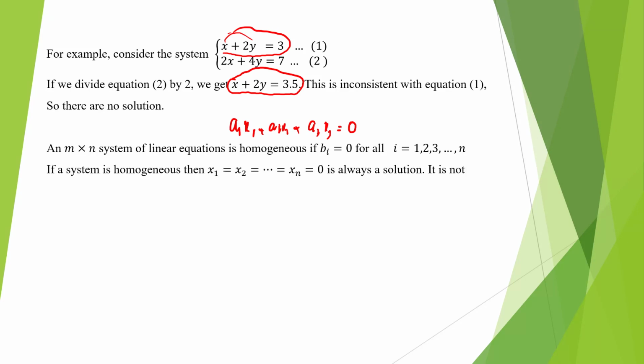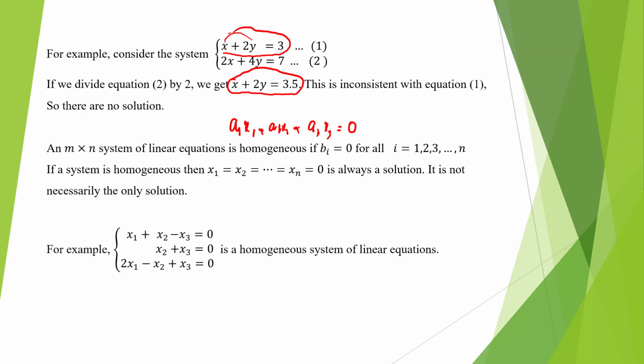If a system is homogeneous, then x1 equal to x2 equal to, until xn equal to 0 is always a solution. It is not necessarily the only solution. For example, x1 plus x2 minus x3 equals 0, x2 minus x3 equals 0, and 2x1 minus x2 plus x3 equals 0 is a homogeneous system of linear equations.